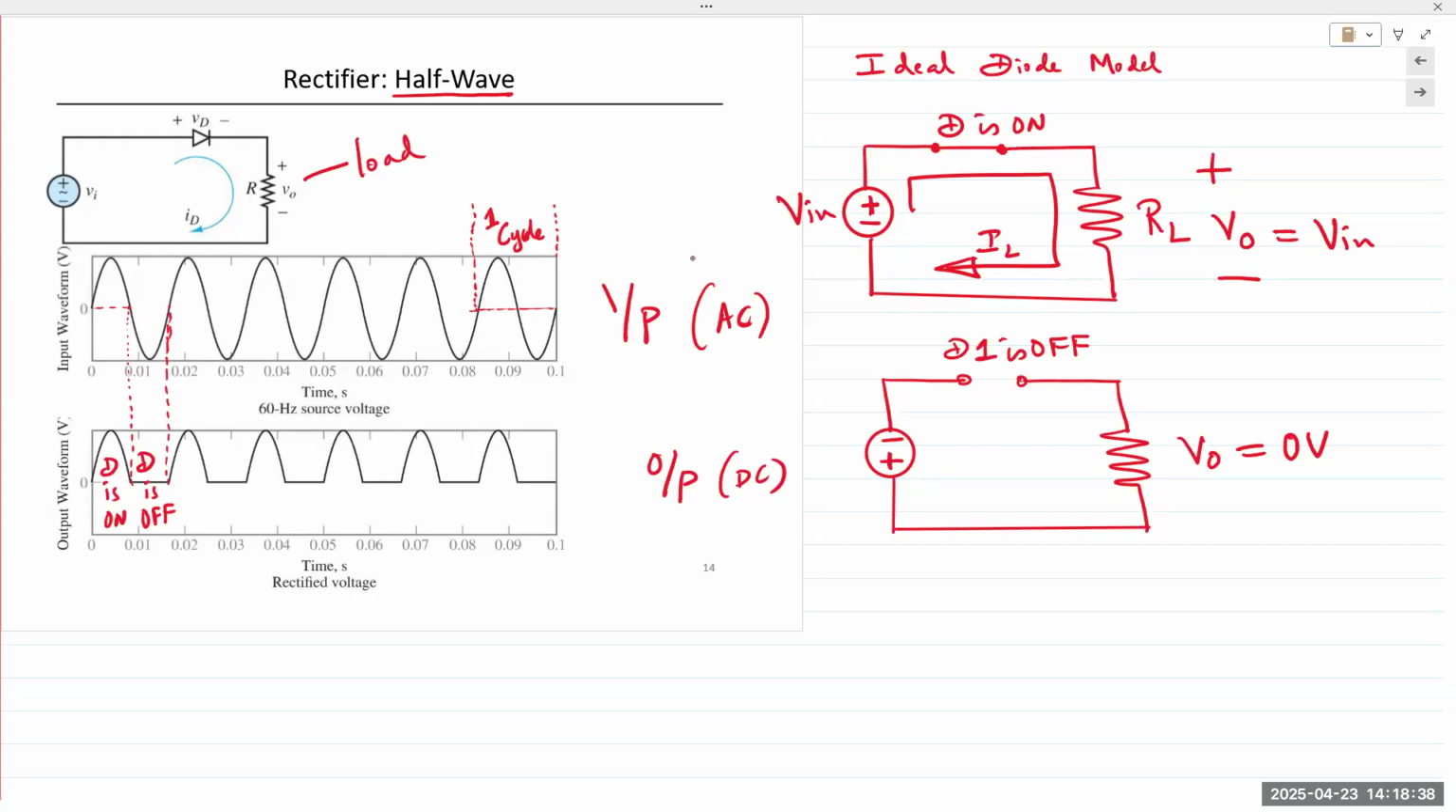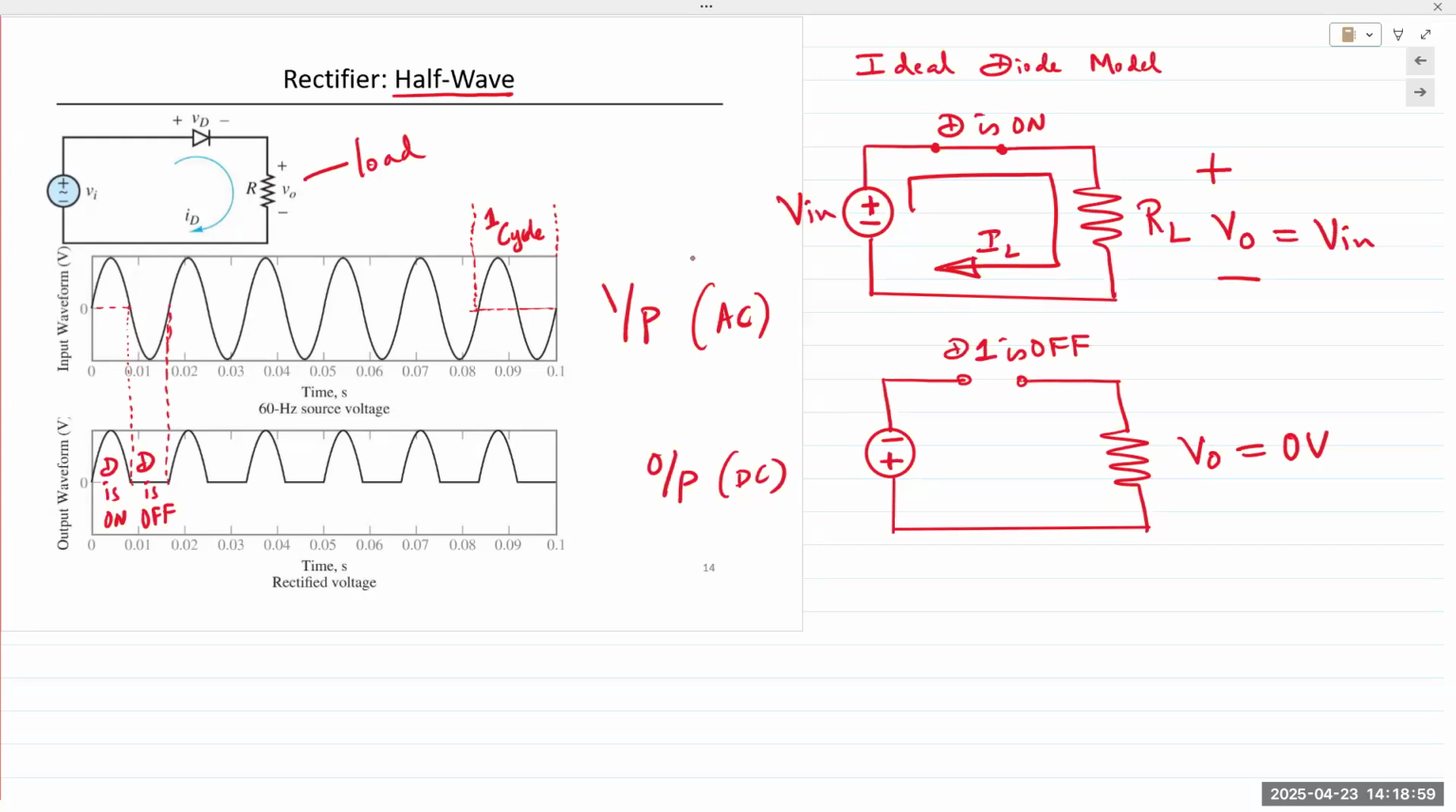Sure. Slightly higher level question, though. That's a very valid question. Slightly higher level, though. The first question that would come to my mind is, how can we consider this as DC? That's not DC. It's still varying its value. How is that DC? And you're absolutely right.